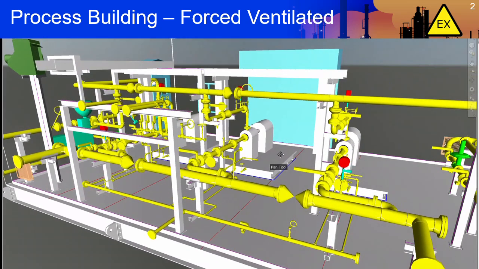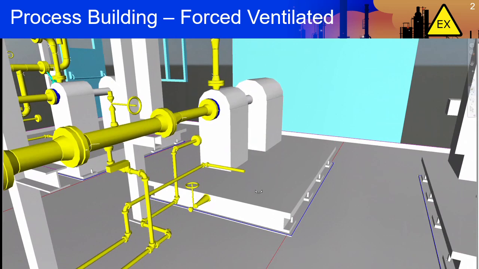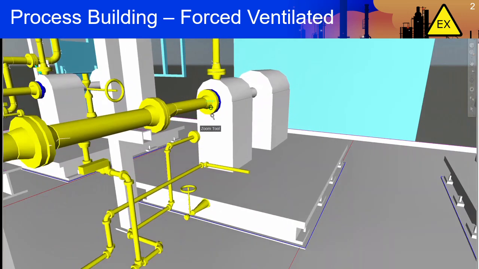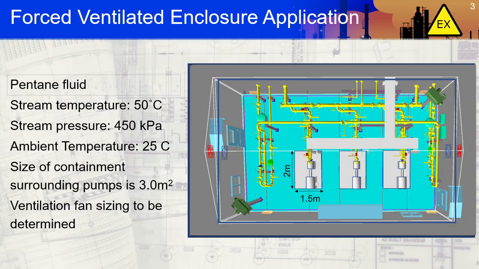Given that we expect only secondary grade release sources within the building, we need to consider the single most likely and worst case leak source. This would likely be the pump seals, as they are moving parts under pressure. The pumps handle pentane at a process temperature of 50 degrees Celsius, with a discharge pressure of 450 kilopascals.